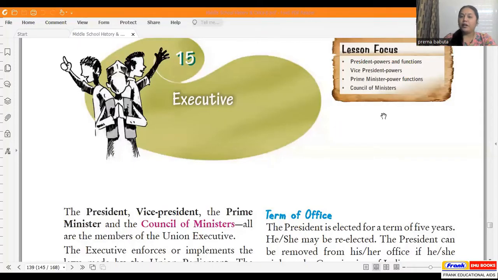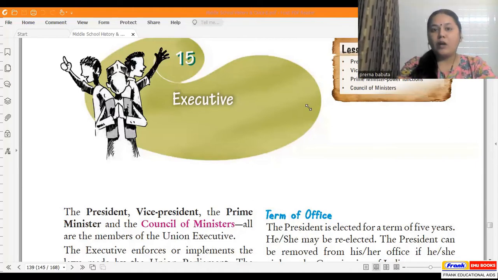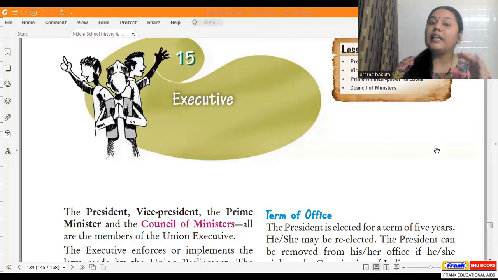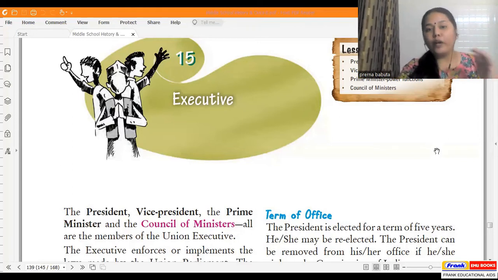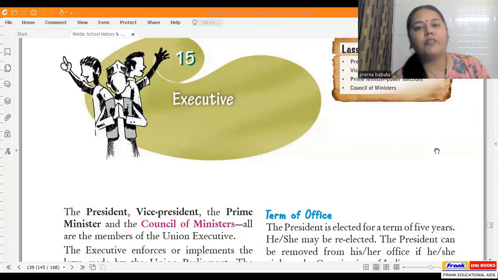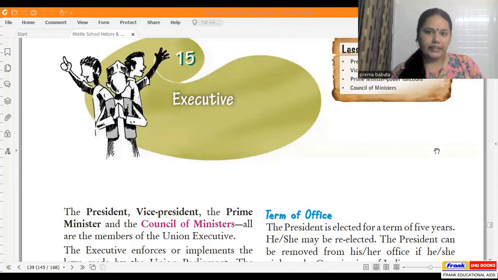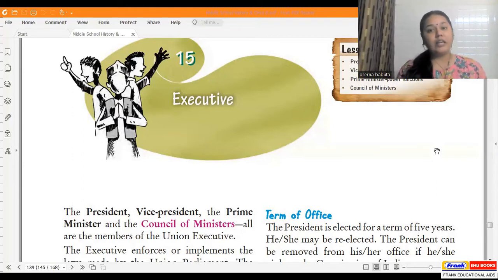As all of you can see, chapter number 15 is named Executive, and it is on page number 139. In this chapter, we're going to talk about the president, what are his powers and functions. We're going to talk about this in the Indian context, because obviously in each country, the president has a different set of powers and functions. Whatever we study about the three organs of the government, we study in the Indian context. For the legislature, we talked about the Indian parliament.